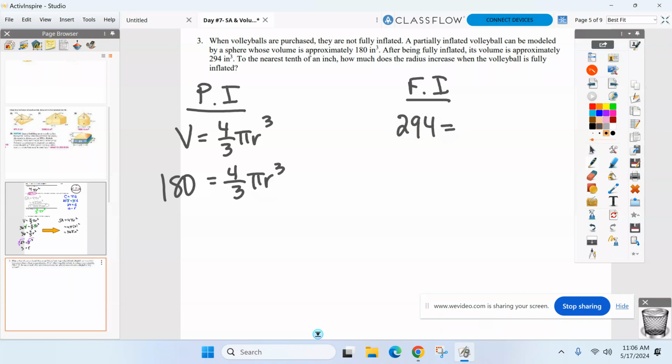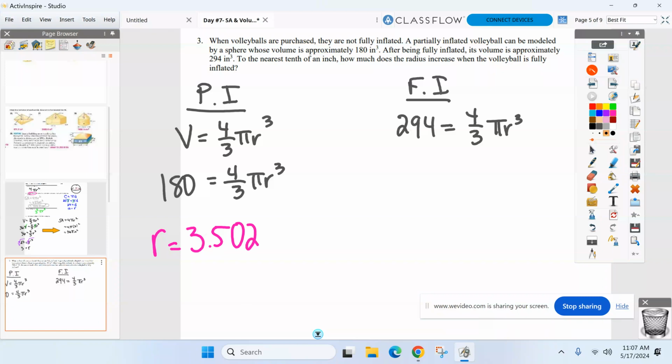So I'll let you find the radius of the partially inflated and fully inflated. Remember, you can write out the whole decimal or leave your answer in terms of pi, whatever you feel more comfortable doing, or whatever the calculator gives you anyway.